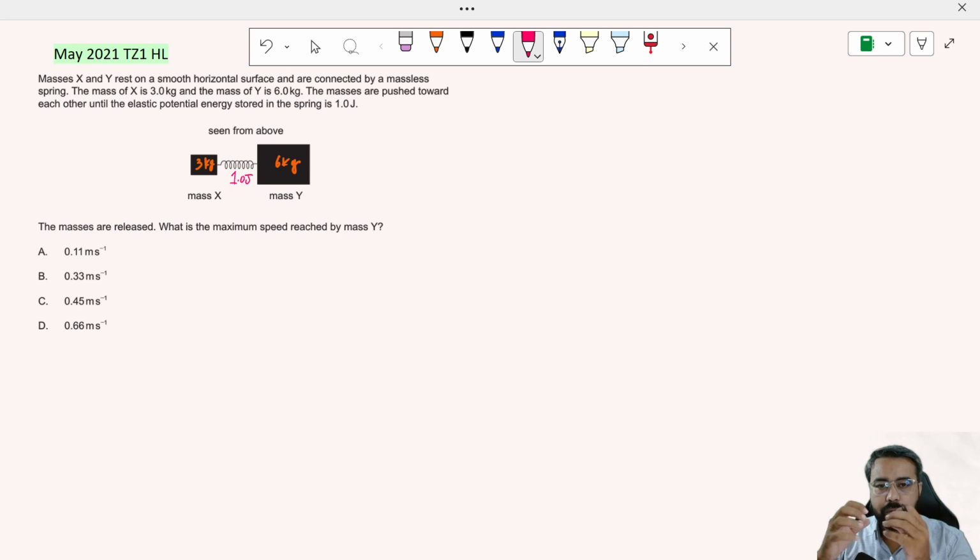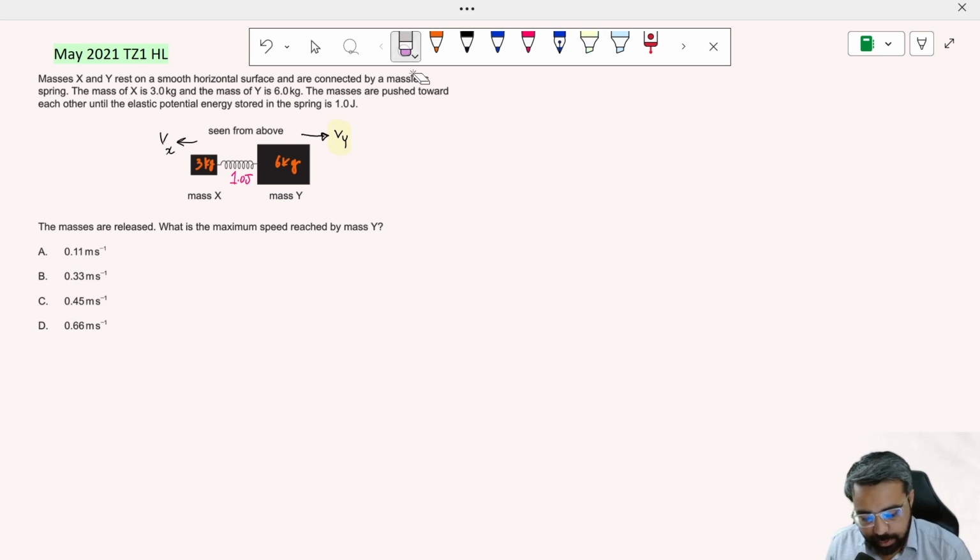So when you release the spring, if you have held the two blocks, when you release them, both blocks will move in opposite direction. So this will be the speed of y, and this will be the speed of x. In this question we have to find out the speed of y when you release the spring.